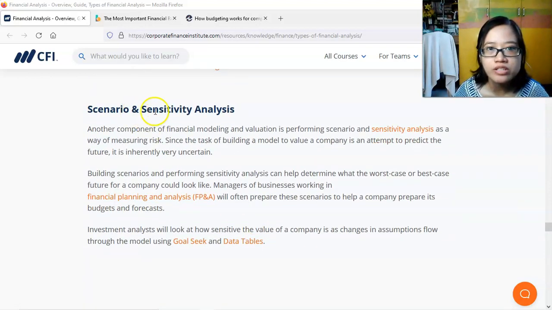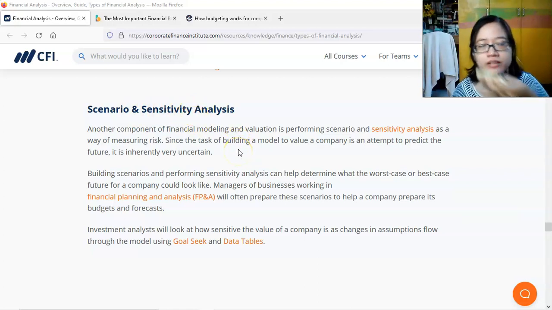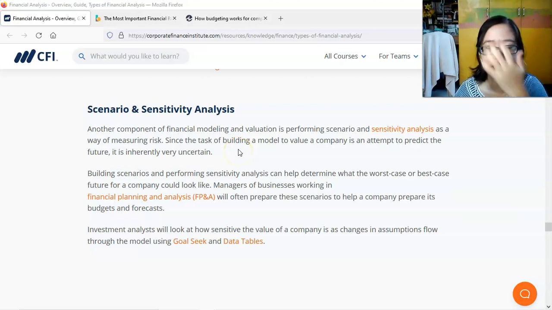Next, we have scenario or sensitivity analysis. Ito, more on management, na ginagamit ng management, but of course, pwede rin naman gamitin ng investors.